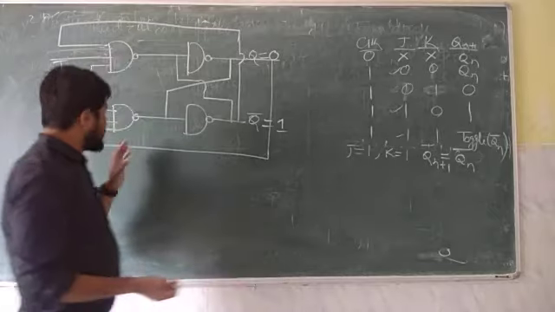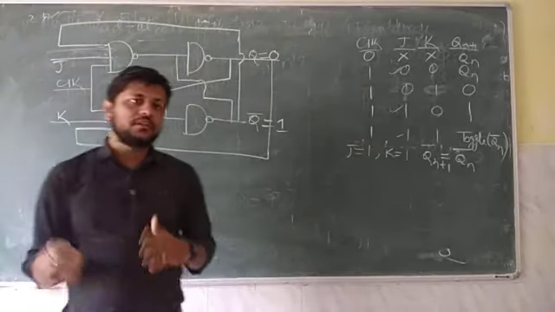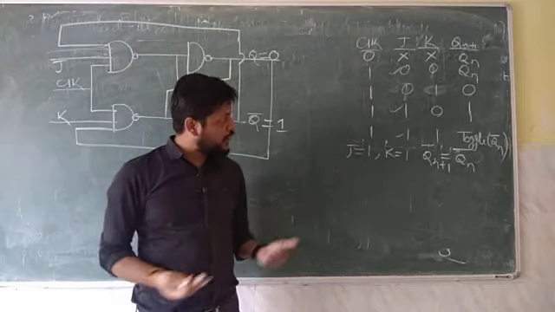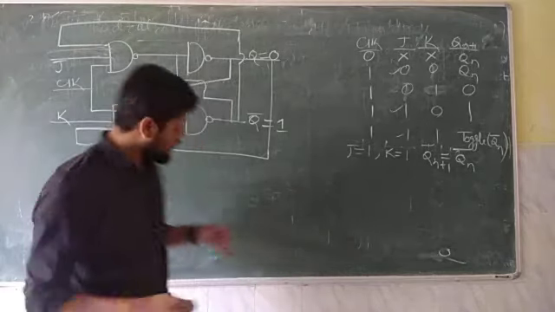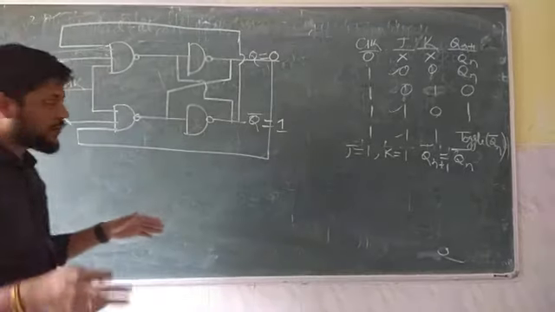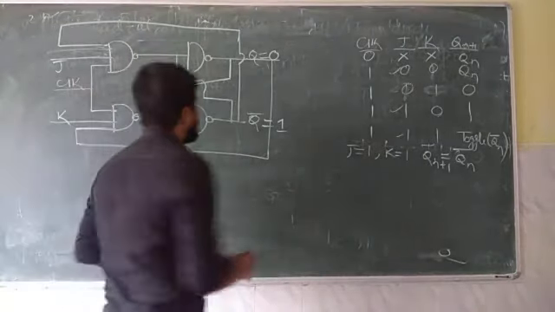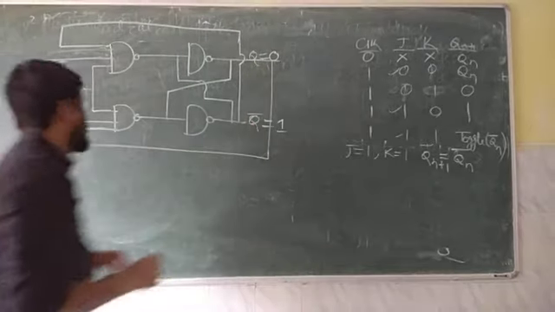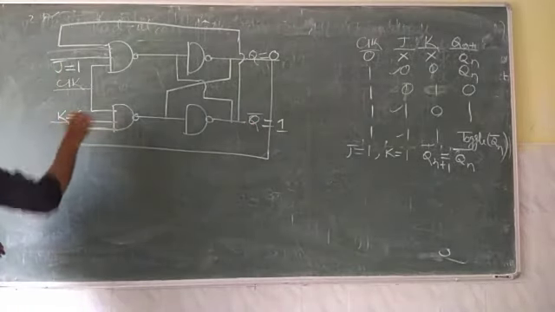But this is not actually a toggle condition. Toggle means we have to keep it going 1 to 0, 0 to 1. But actually, what happens in level triggering is that racing will occur. Before we understand racing, we will first see how it occurs. Assume Q is equal to 0, then Q bar is equal to 1, and this racing condition occurs only when J is equal to 1 and K is equal to 1.